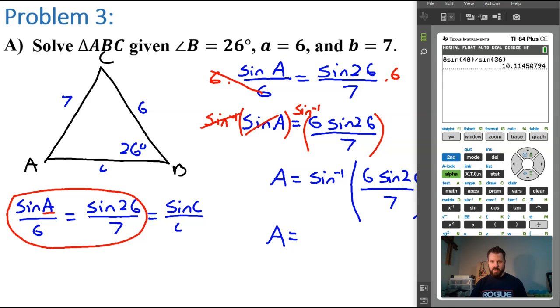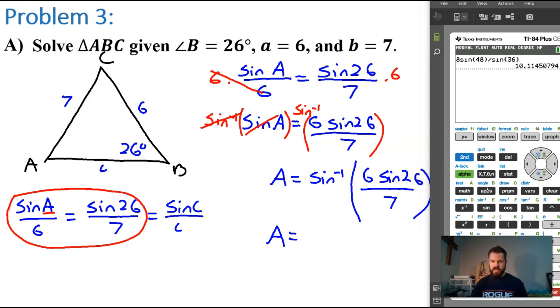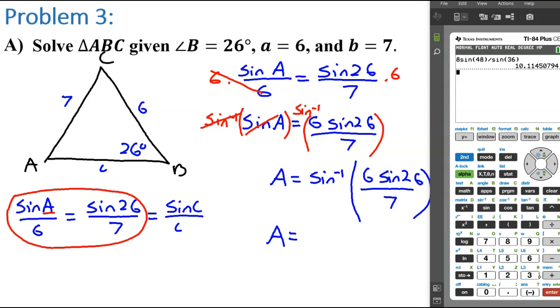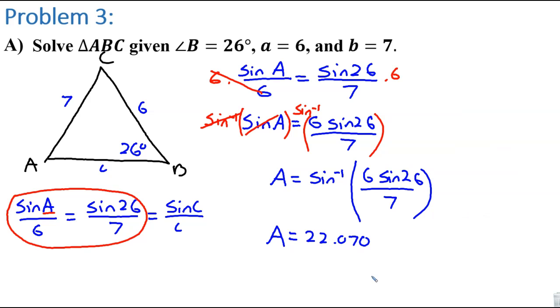Okay, and we'll plug that in. I'll pull my calculator up here quick. And for that, we'll just say second sine inverse 6 sine 26, making sure I close my parentheses as I go, divided by 7, close parenthesis. Okay, so basically the way you see it, we'll hit enter, and we get 22.070, I suppose, for angle A.